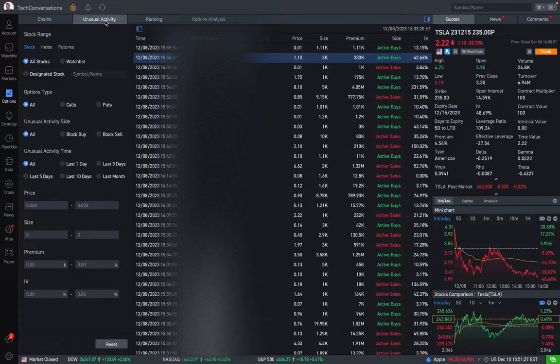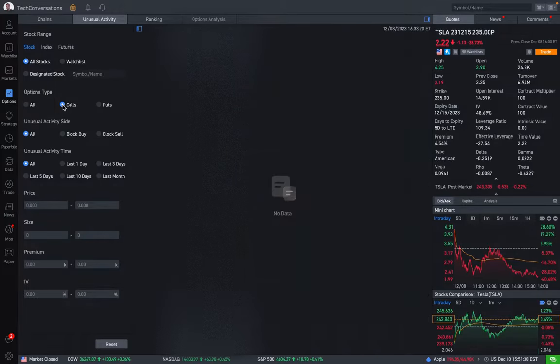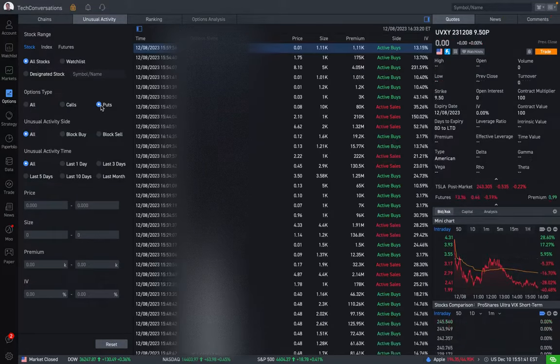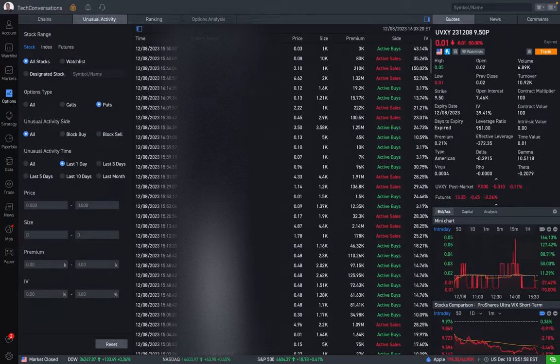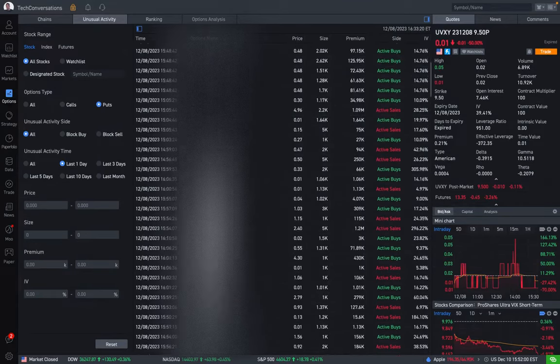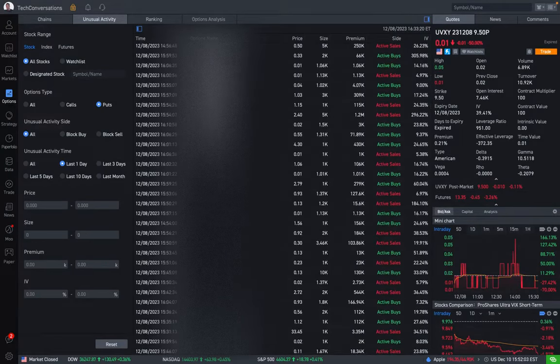Here we can also filter for specific criteria. For example, what types of options do we want to see? Do we want to see both calls and puts? Do we only want to see calls? Do we only want to see puts here? Unusual activity side, unusual activity time. Maybe we only want to see whatever has happened within the last one day. We can, of course, filter for price, for a particular size, premium, or implied volatility. And again, we get this list on the right of unusual activity, which can help us potentially spot trends as they unfold.